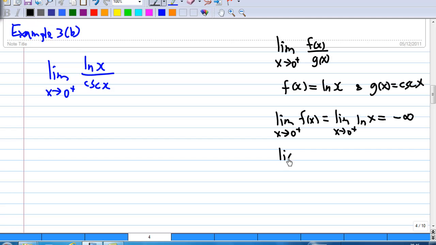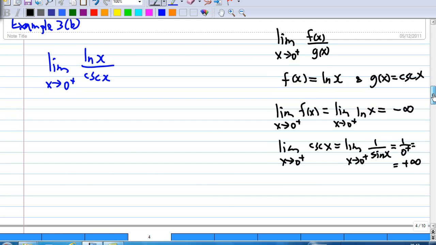Now how about the limit as x goes to 0 plus of cosecant x? Cosecant x is actually 1 over sine x. And we know that when x goes to 0 plus, sine x goes to 0, but stays positive. So this is going to be 1 over 0 plus, which equals plus infinity. You can also see the graph of cosecant x here.